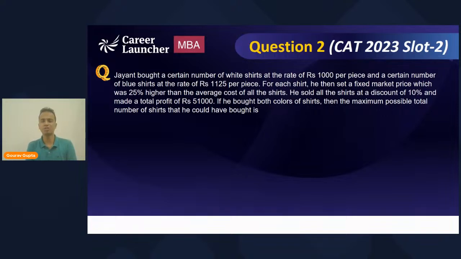So whatever be the average cost price of all the shirts, he marked the fixed market price for each of these shirts which is 25% higher than the average cost price of all the shirts together. Now he sold all the shirts at a discount of 10% and made a total profit of 51,000 rupees. Now, if he bought both colors of shirts, white shirts as well as blue shirts, then the maximum possible total number of shirts that he could have bought is equal to how much?